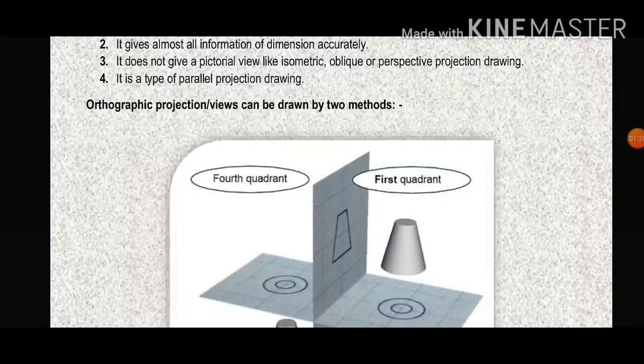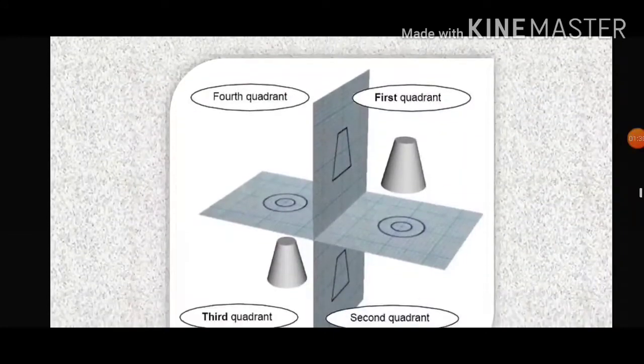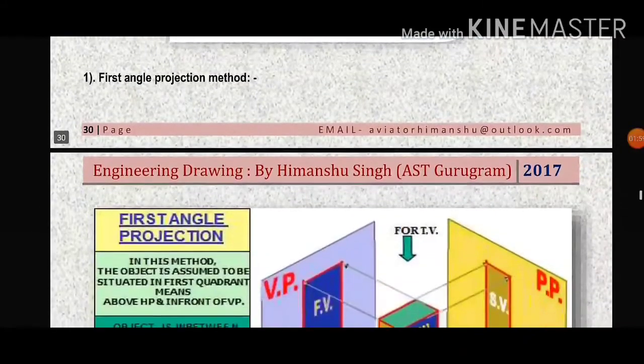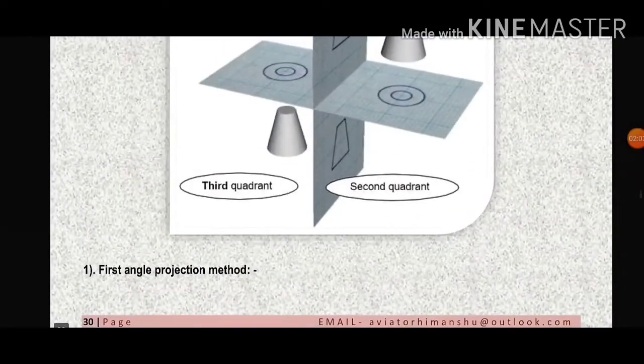Orthographic projection views can be drawn by two methods. The methods are first quadrant or first angle projection method, third angle projection method, second angle projection method and fourth angle projection method. But in this only two angle projection methods are considered: first angle projection method and third angle projection method, because third angle and fourth angle projection methods are the same, and first angle and second angle projection methods are the same.